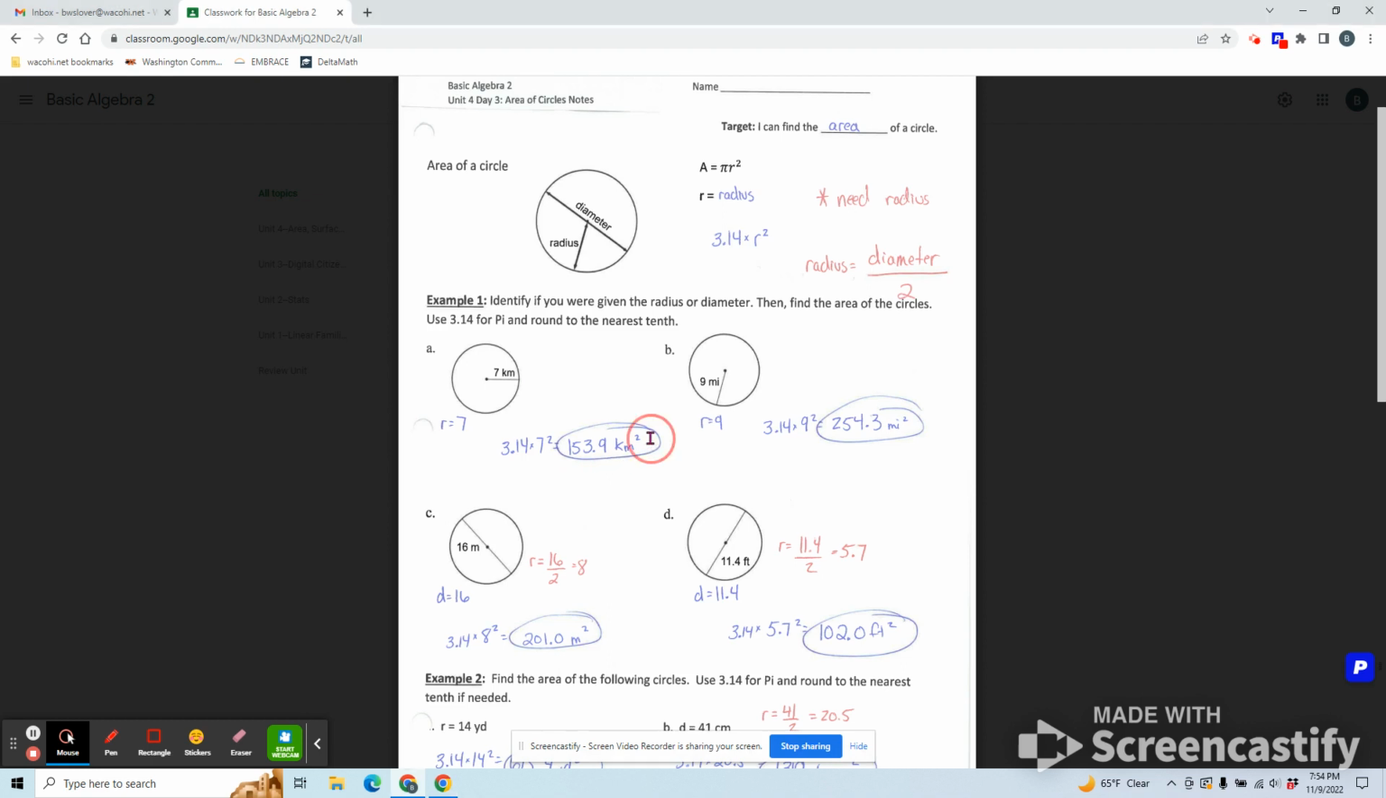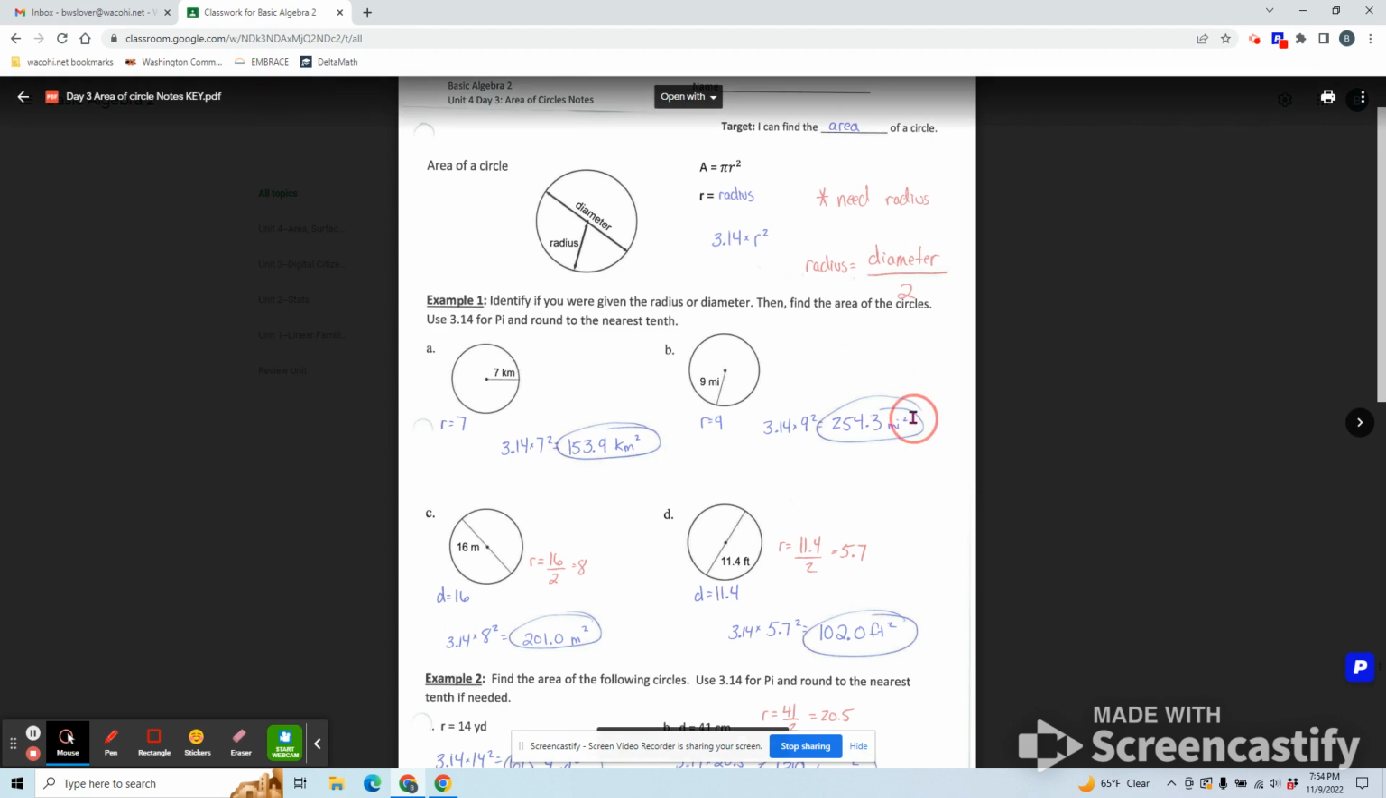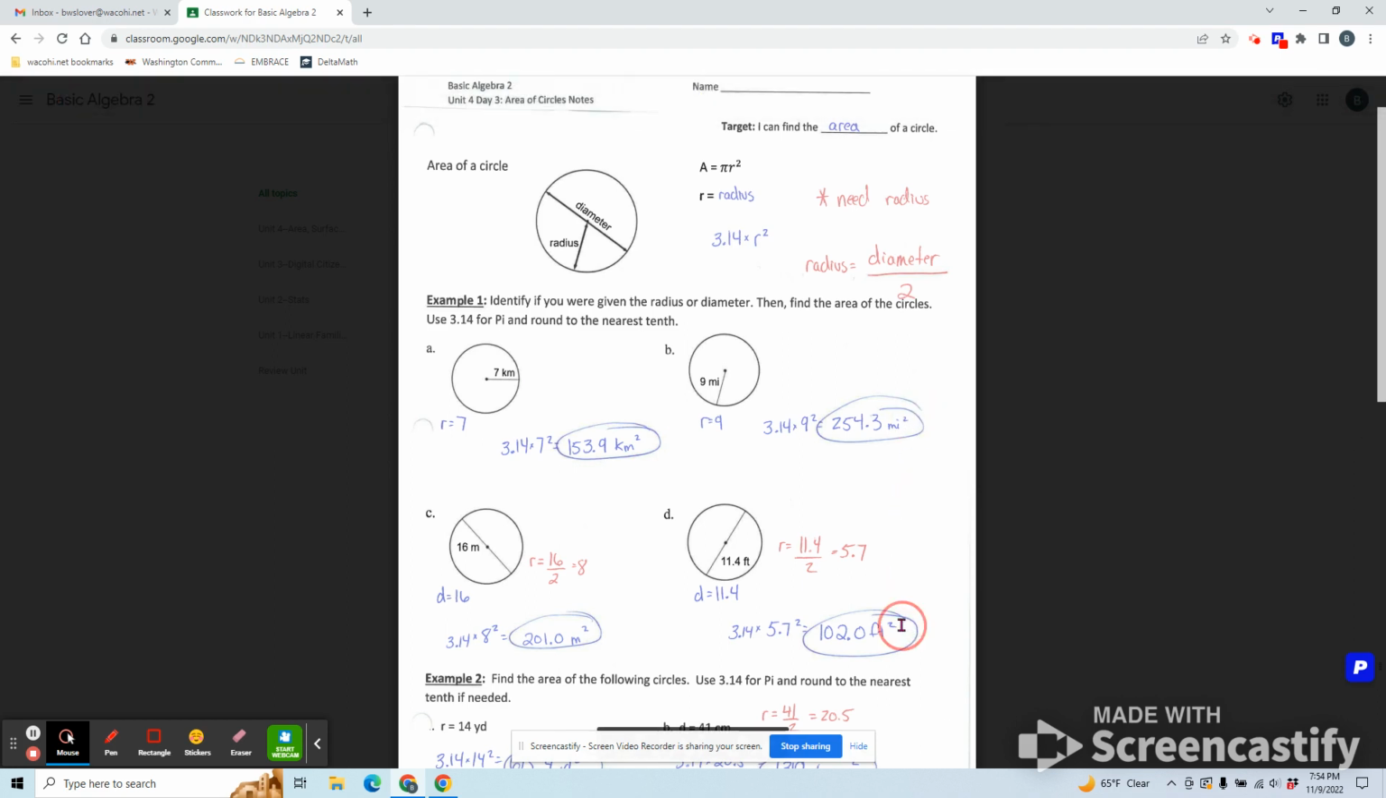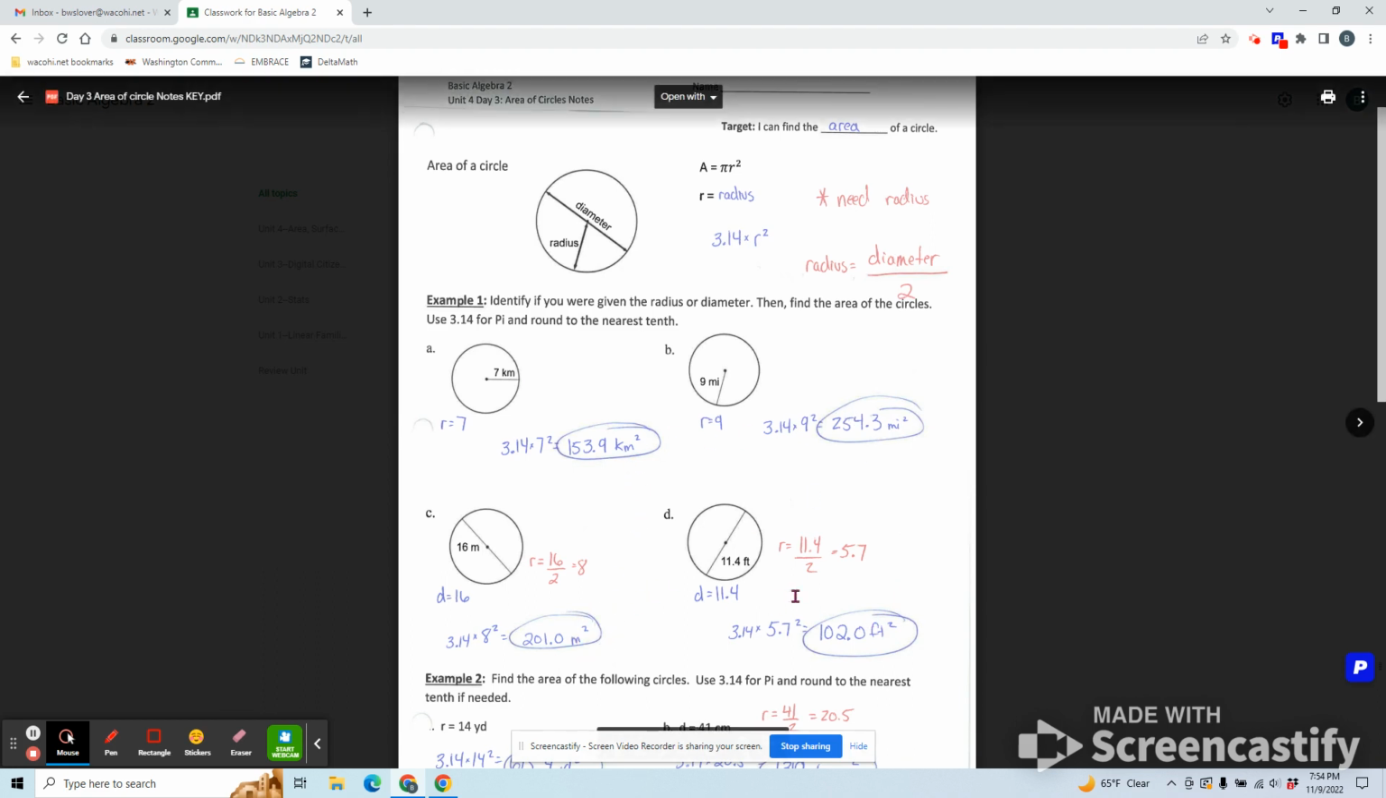Now because we're focusing on area, our labels for all of example 1 should be something squared. Kilometers squared, miles squared, meters squared, and feet squared.